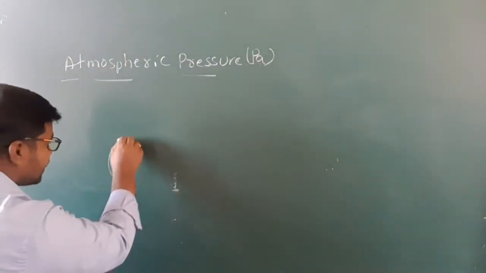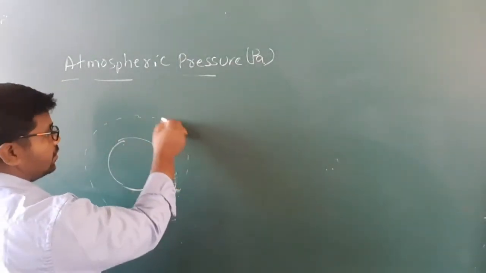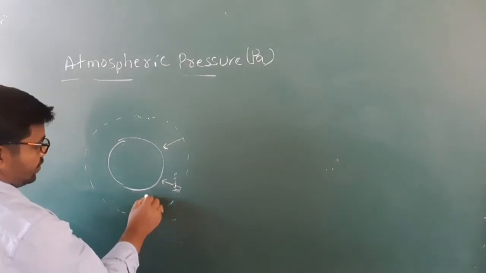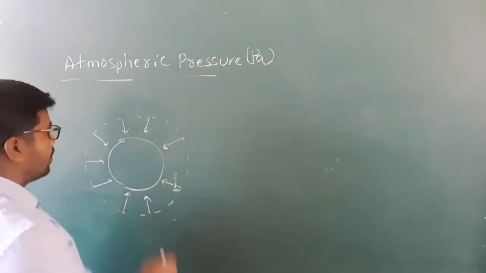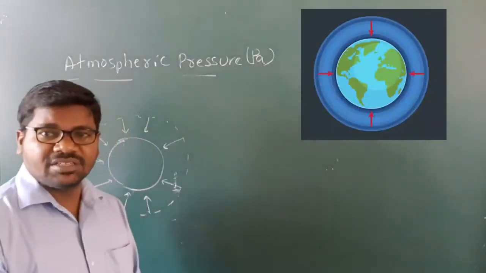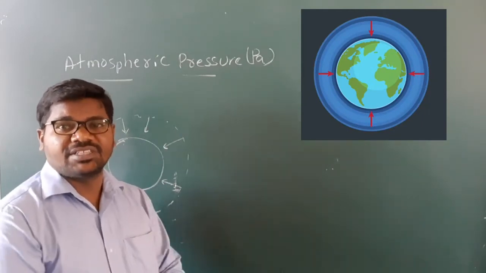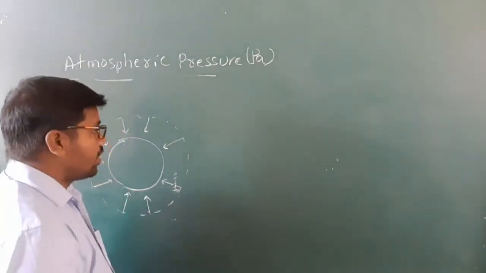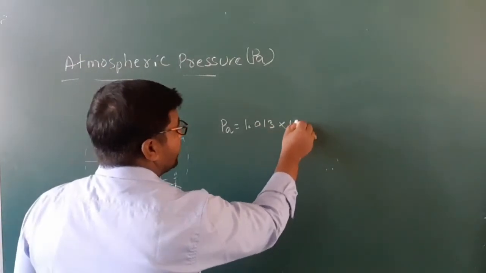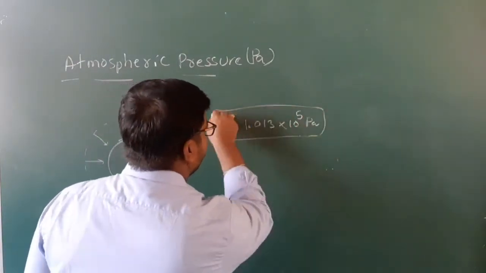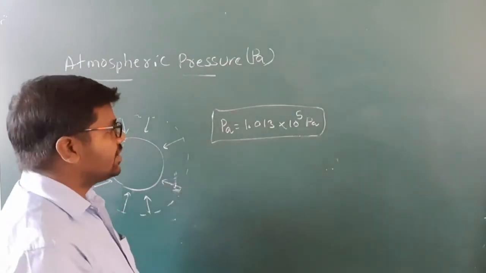See here, this is the earth, and this is the atmosphere, which is a fluid. Due to this fluid, some pressure acts on the earth. What is atmosphere? The earth has some gases and different fluids which exert pressure on the earth's surface; this is called atmospheric pressure. So atmospheric pressure PA is equal to 1.013 into 10^5 pascals. It is constant. This is the atmospheric pressure acting on the earth's surface.